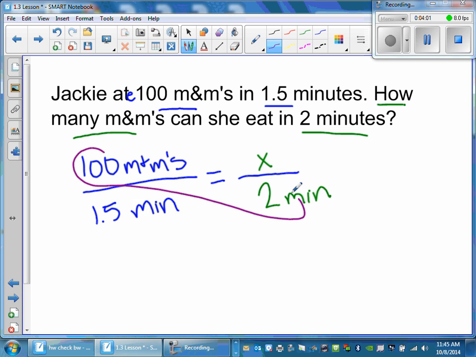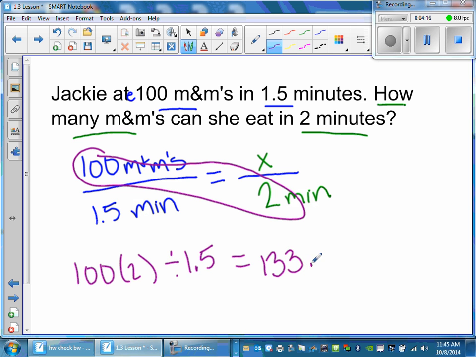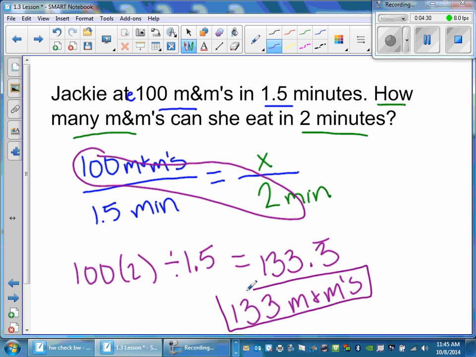I can cross multiply: 100 times 2 and divide by the loner. 1.5 is the loner because it's across from the X. And you get 133.3 repeating. We can't really eat 0.3 repeating M&M, so we're going to say she would be able to eat 133 M&Ms in 2 minutes. That's a lot of M&Ms there, Jackie. Alright.